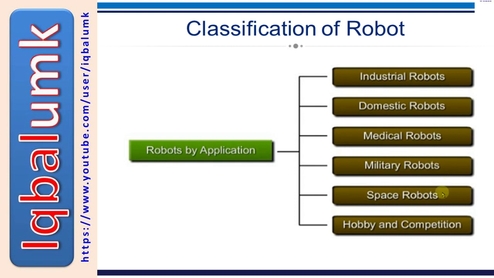Kemudian ada robot yang digunakan di ruang angkasa atau space robot. Yang terakhir adalah robot untuk hobi dan kompetisi. Jadi di Indonesia sendiri di tingkat nasional tiap tahunnya ada kontes robot, atau KRI, kontes robot Indonesia, ada KRCI, kontes robot cerdas Indonesia, ada KRSNI, robot seni dan seterusnya banyak. Jadi untuk hobi, yang mainan termasuk di dalamnya. Itu robot berdasarkan aplikasi atau penggunaan atau penerapannya.